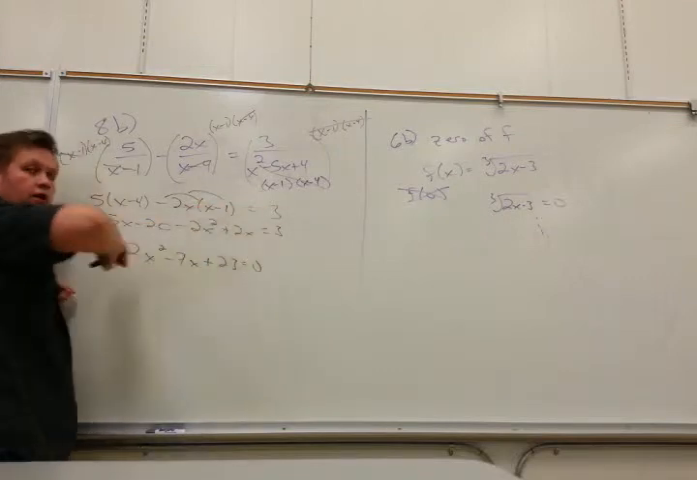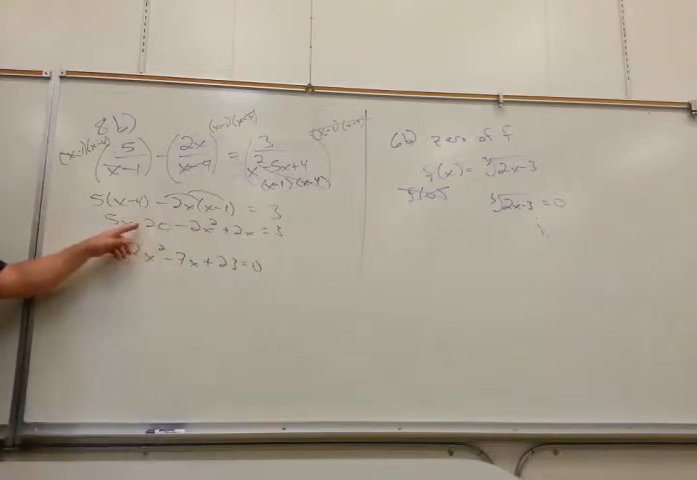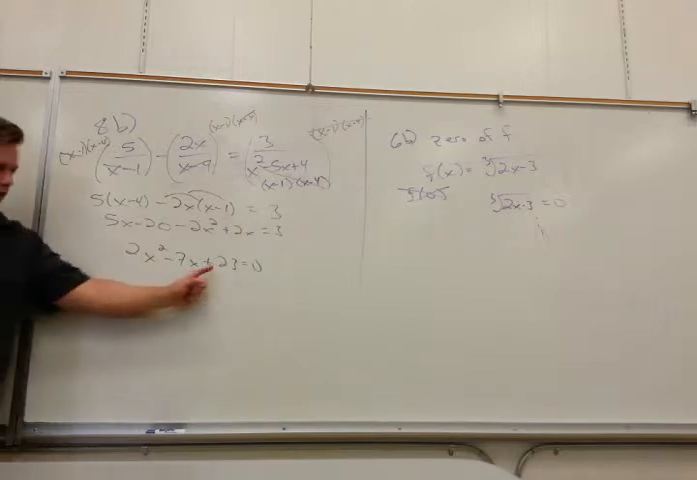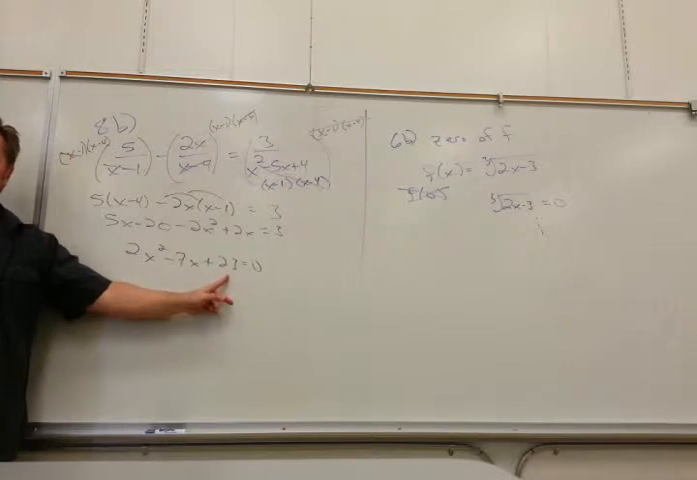I'm pulling everything that way to keep my x squared positive. So I added 2x squared, I added 20, and I subtracted 7x. Is that cool? So on my answer key, I, for some reason, just said 22. It should be 23 there, yes. 23, right? Okay.